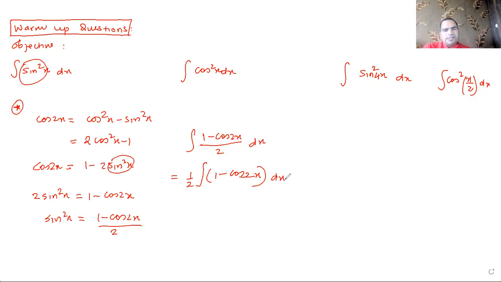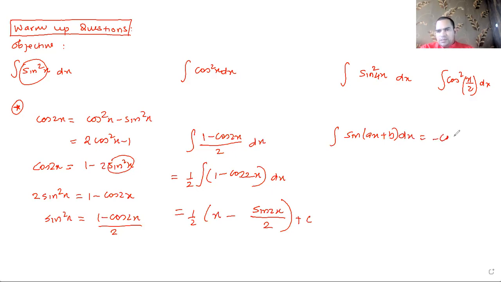And now if I integrate this, integration of 1, we all know, will be x minus the integration of cos 2x, which is going to be sine 2x. Don't forget to divide by the coefficient of x, as we discussed last time, plus c. So this is just a reminder: if you have the integration of sine ax plus b, it is negative cos ax plus b divided by the coefficient of x, which is a.